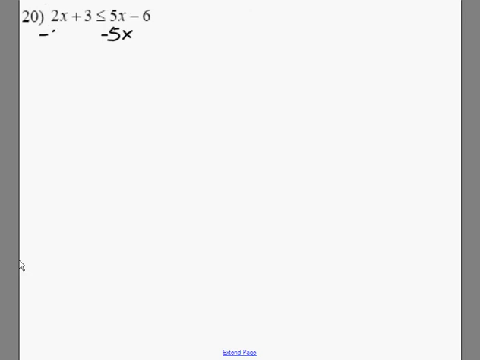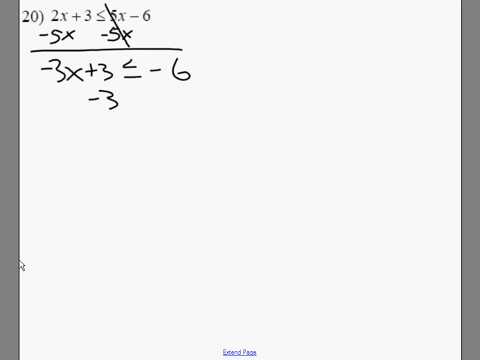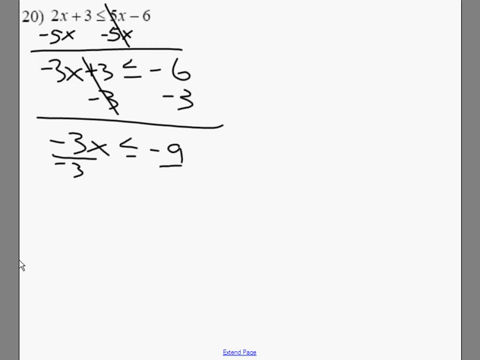Subtract 5x on both sides. Negative 3x plus 3 less than or equal to negative 6. Subtract 3 on both sides. Negative 3x is less than or equal to negative 9. Divide both sides by negative 3. And again, since we're dividing by a negative, we have to flip the sign. And x is greater than or equal to 3.